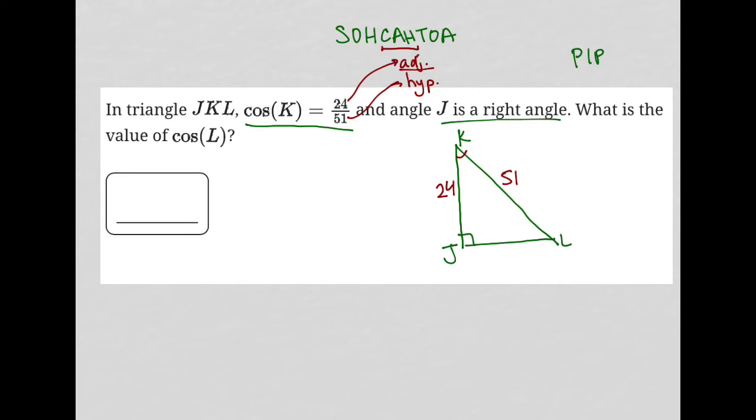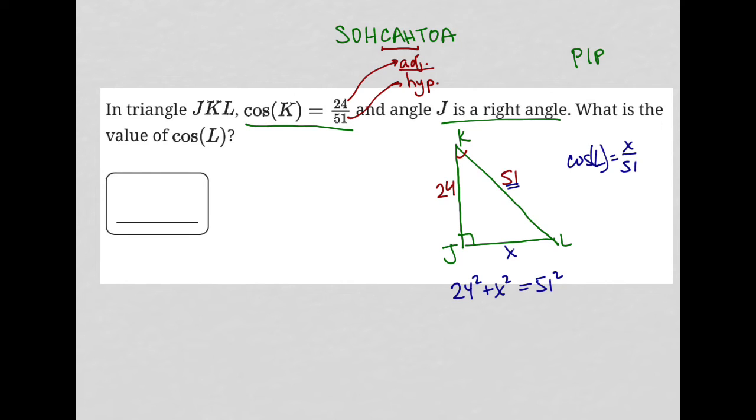Well, for L, the adjacent side would be here, x. The hypotenuse will still be 51. So now, cosine of L should equal x over 51. So I do need to figure out what x is. So how do I do that? I am going to use the Pythagorean theorem, which tells me that 24 squared plus x squared should equal 51 squared. Go straight to my calculator.